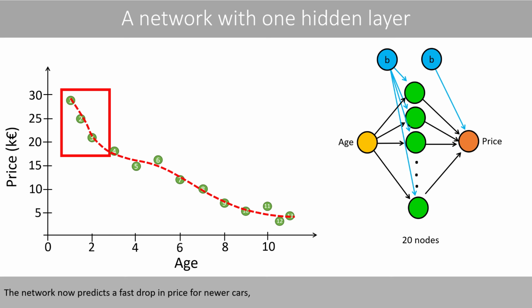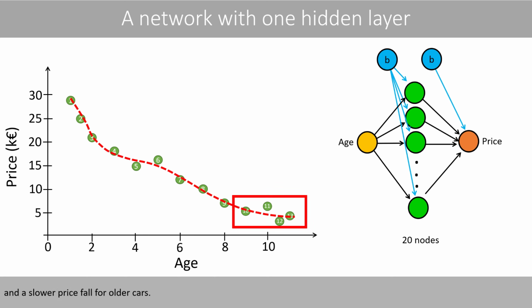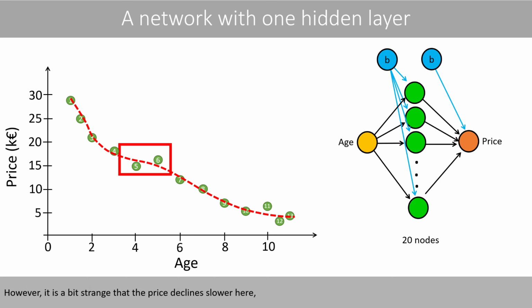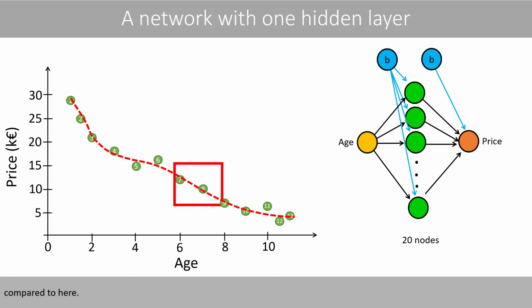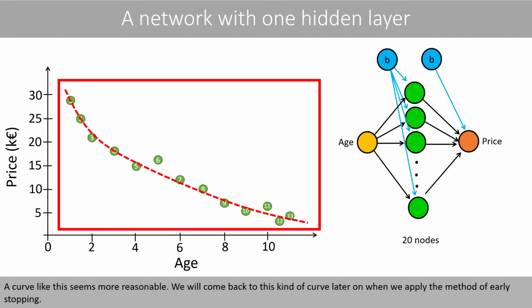The network now predicts a faster drop in the price for newer cars and a slower price fall for older cars. However, it is a bit strange that the price declines slower here compared to here. A curve like this seems more reasonable. We'll come back to this kind of curve later on when we apply the method of early stopping.